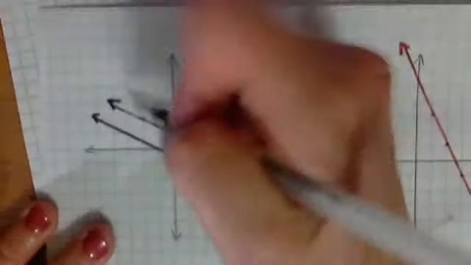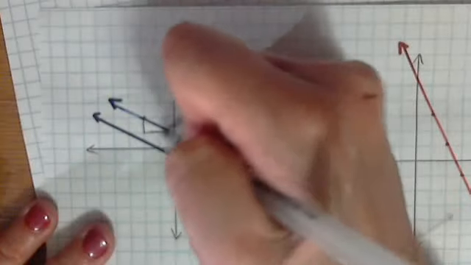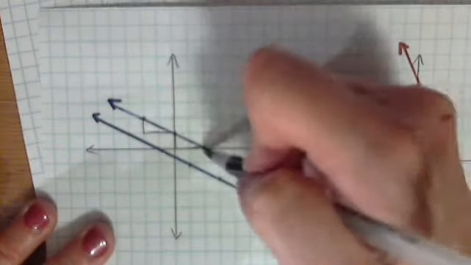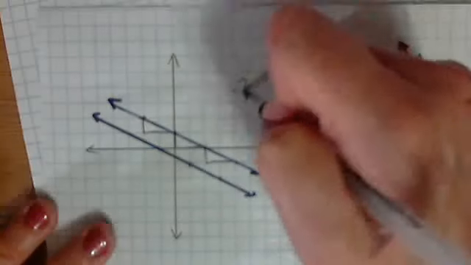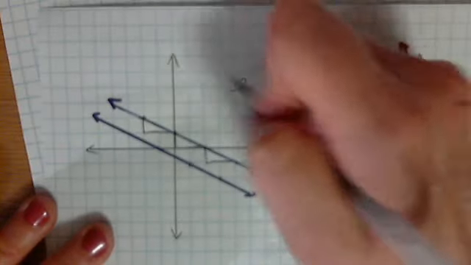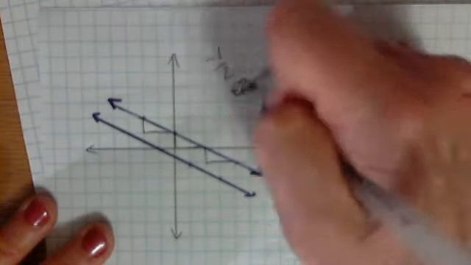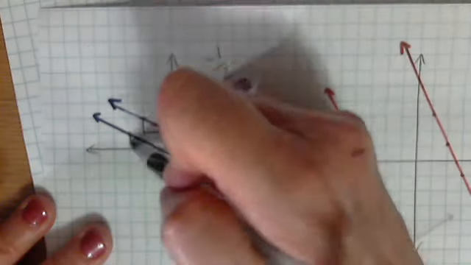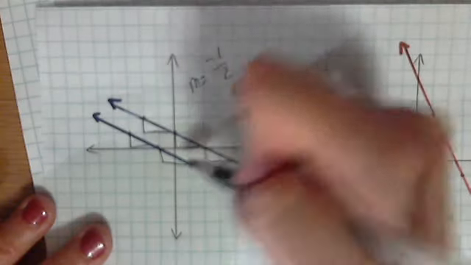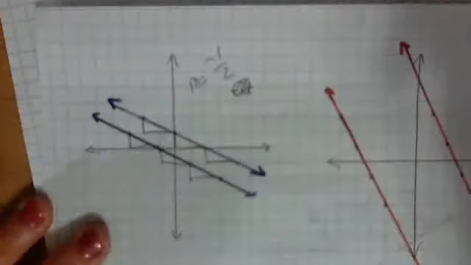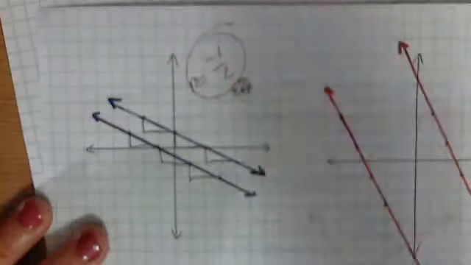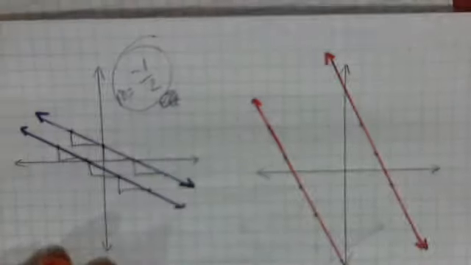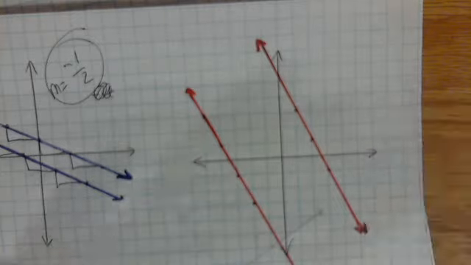Let's look at the slopes on these. Drop 1, run 2. Drop 1, run 2. So negative 1 over 2, so negative 1/2. And the other line, let's take a look at that one. Drop 1, run 2, drop 1, run 2. Exactly the same slope, negative 1 over 2. There's another pair of parallel lines.